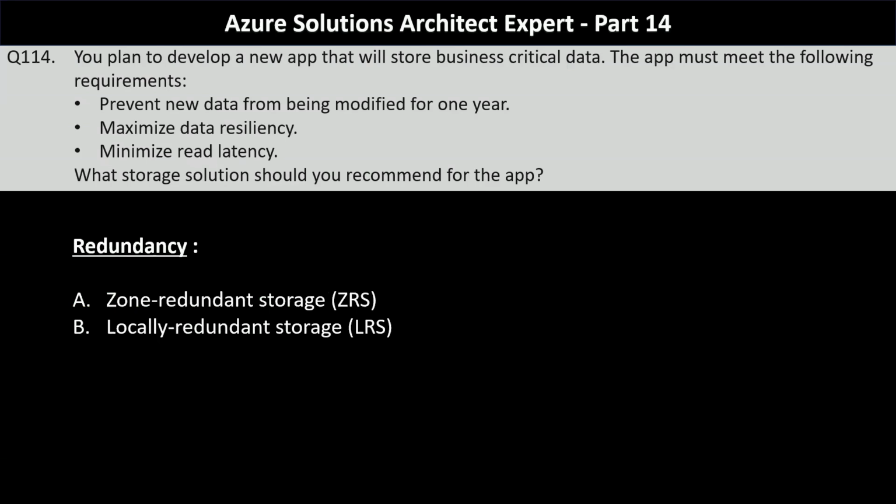Now, the next part of the question is talking about redundancy, and the options are zone redundant storage, which is ZRS, and locally redundant storage, which is LRS. You should choose zone redundant storage type, as it maximizes data resiliency by replicating data across multiple availability zones in the same Azure region. It offers better protection against data loss due to zone failures compared to locally redundant storage, which only replicates data within a single data center.